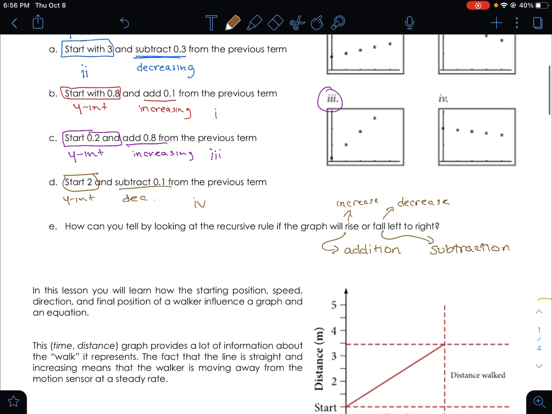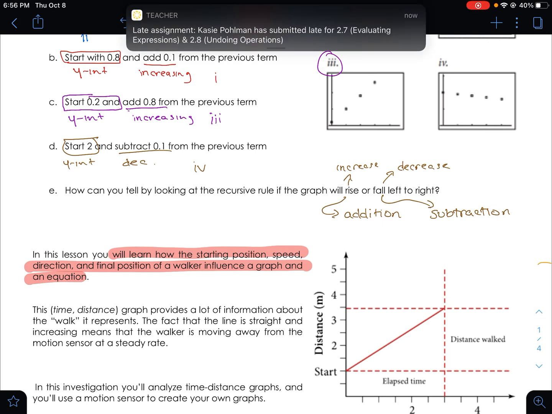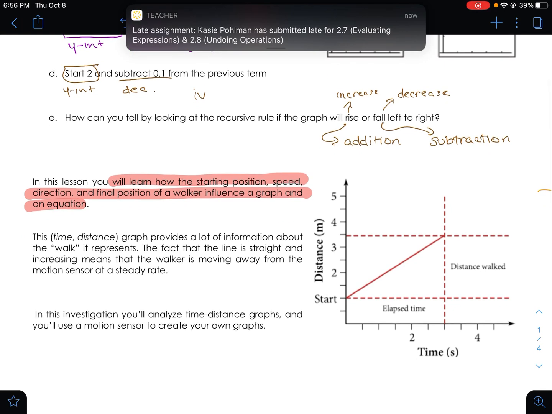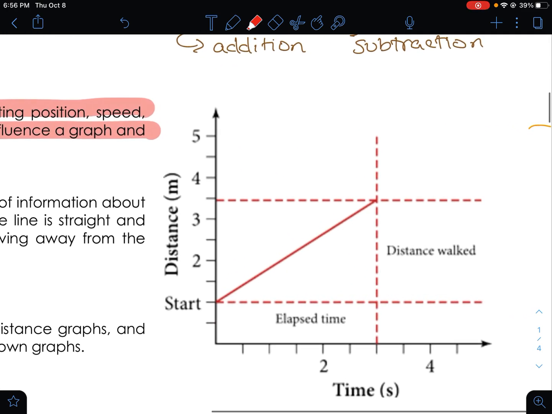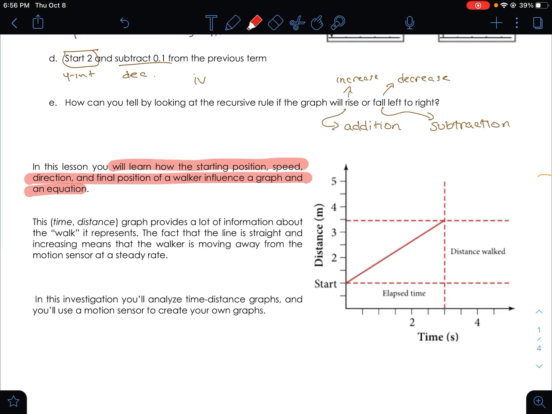Now, in this lesson, we're going to learn how the starting position, speed, direction, and final position of a walker influence a graph and an equation. So this is sort of your goal here. You want to be able to explain how all 4 of these things influence the graph and the recursive rule or equation for a person that is walking. So over here to the right, we have what is called a time distance graph. And this type of graph provides us with a lot of information about the walk that this person is taking.